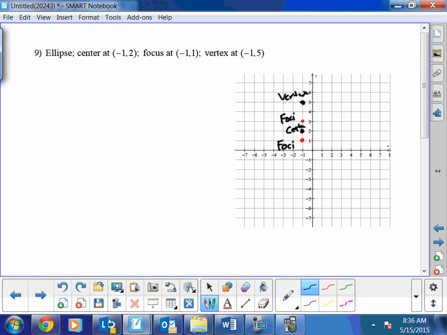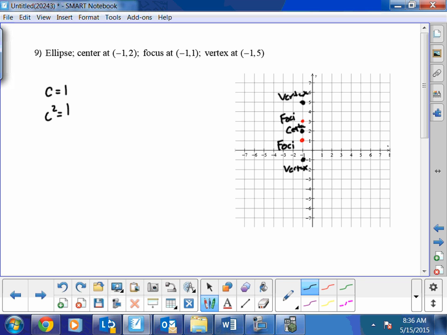Now the other vertex is going to be at, remember it's going to be equidistant, so this is 1, 2, 3, so you're going to count 3 this way. 2, 3. So here's my other vertex. Now a couple of important things I know. I know A and C already. From the center, C is going to be equal to 1, which means C squared is equal to 1.